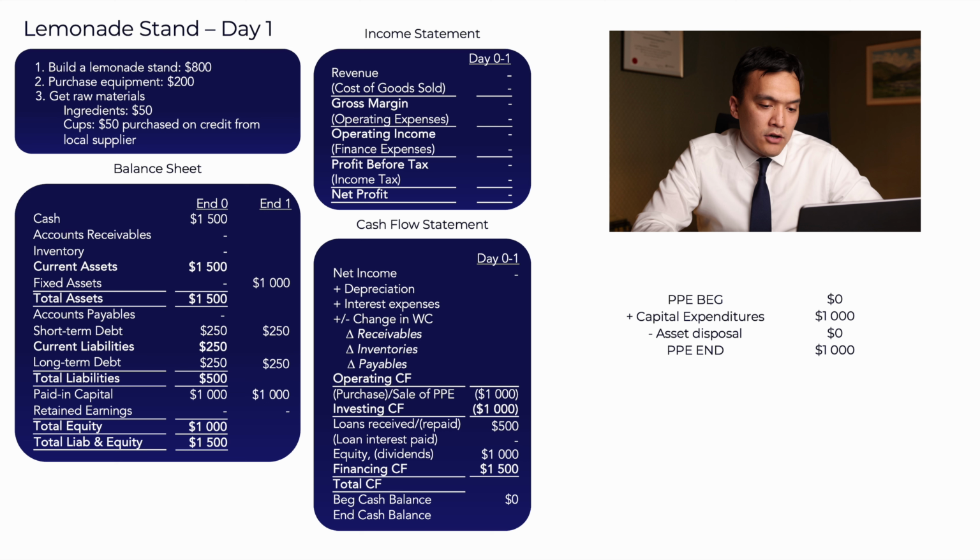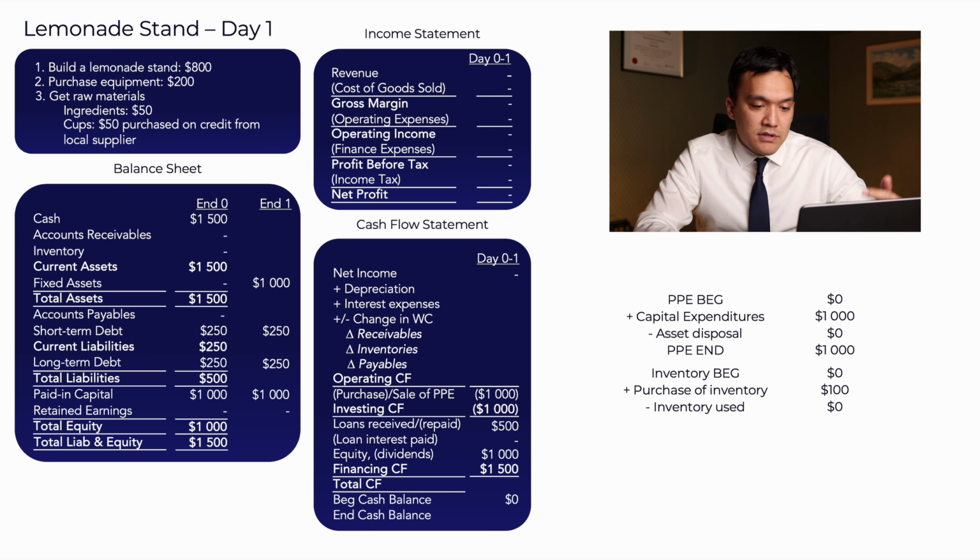Now let's have a look at our inventories. At the beginning of the period we had $0 of inventories. During the period we purchased $100 worth of inventories, which are ingredients for $50, and plastic cups for $50 from our local supplier. And we have not used any of our inventories, so it's $0. So we have ending inventory balance of $100.